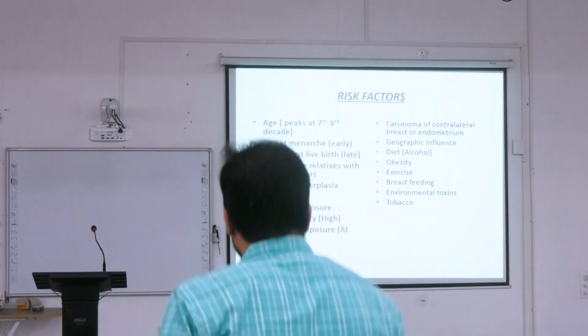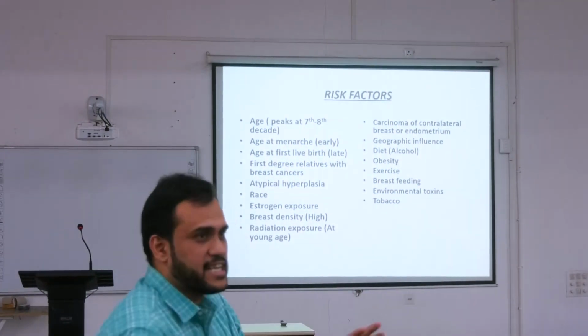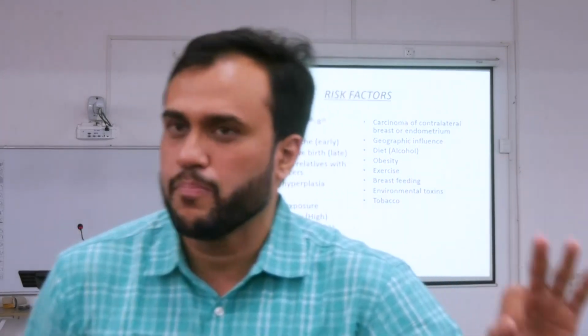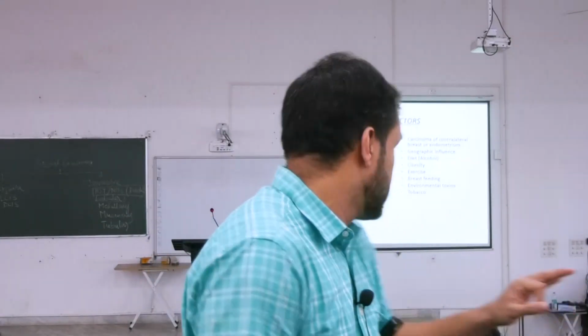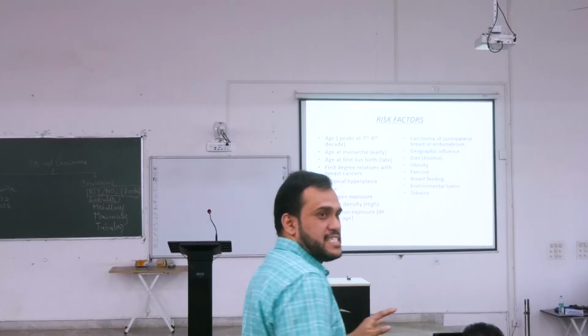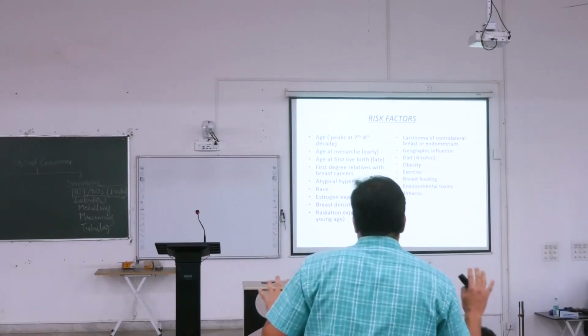Then first degree relatives with breast cancers. There is a genetic correlation to it, and I'm going to come to that later because I'll be talking about the BRCA1 and BRCA2 genes. Okay, so first degree relatives means mother, sister, daughter. That is the first degree relatives.